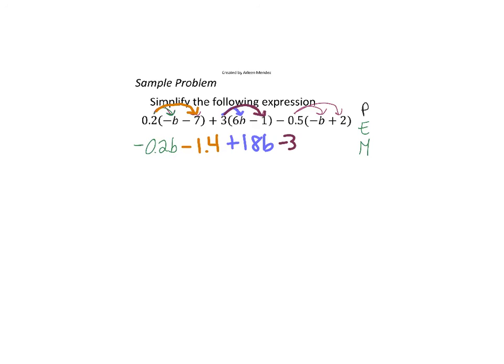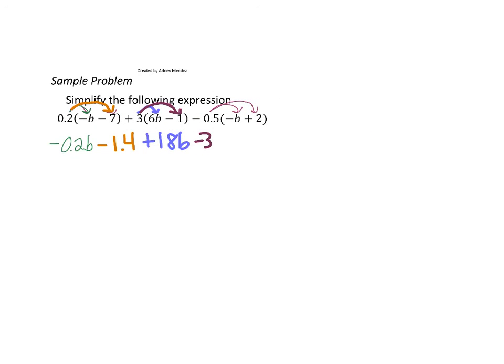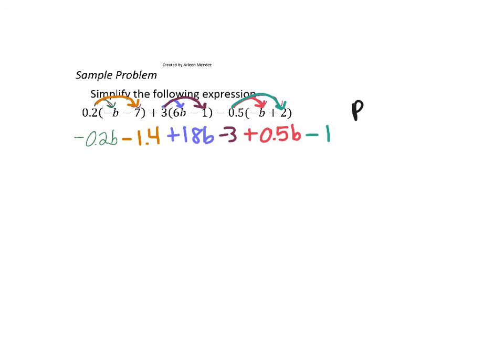Now we're going to distribute this negative 0.5 and multiply that out. A negative times a negative is a positive, so we put a plus sign. 0.5 times b is literally 0.5 times b, so 0.5b. Negative 0.5 times positive 2 will give us a negative answer. So 0.5 is really 1/2. 1/2 times 2 is 1.